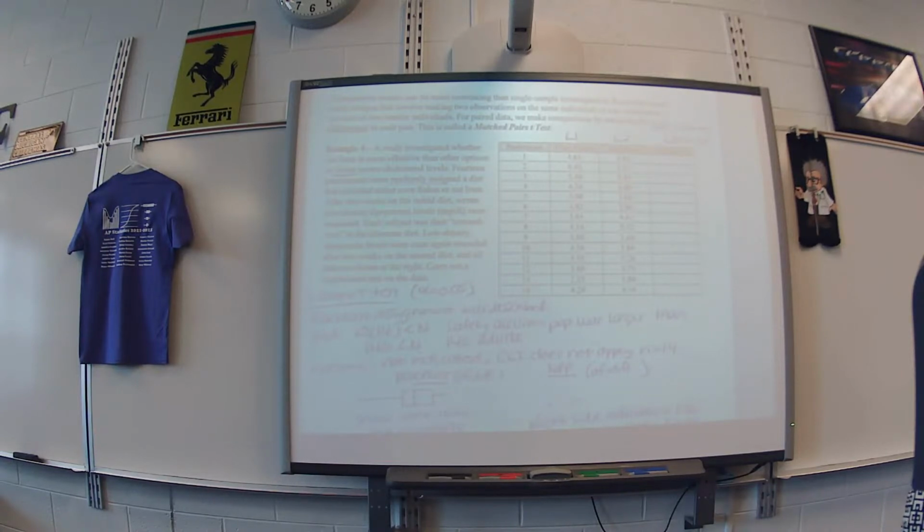Now, what will make it easy is if the n sizes are different, then it can't be a matched pair. But when the n sizes are the same, we now have to stop and say, okay, are we matching or are we just having two groups? And that gets really challenging for some people, including me.